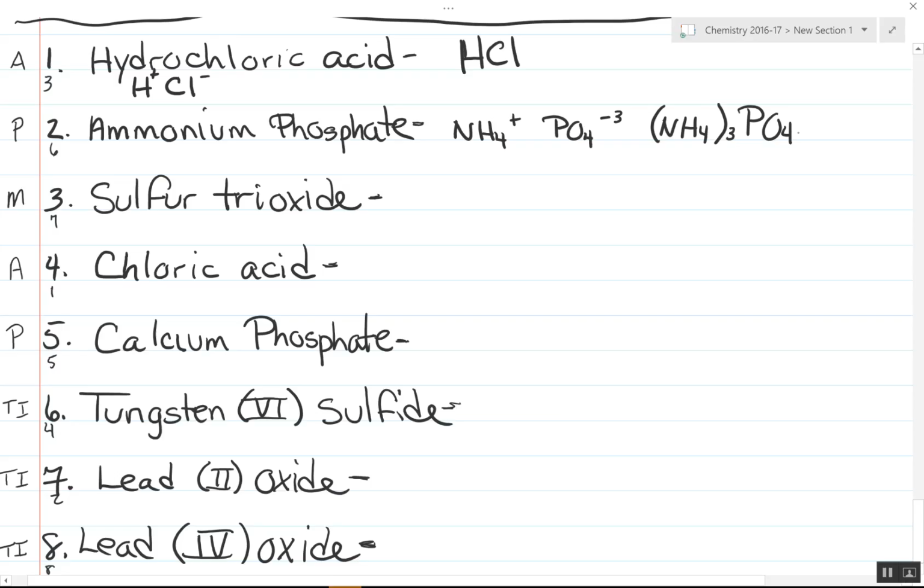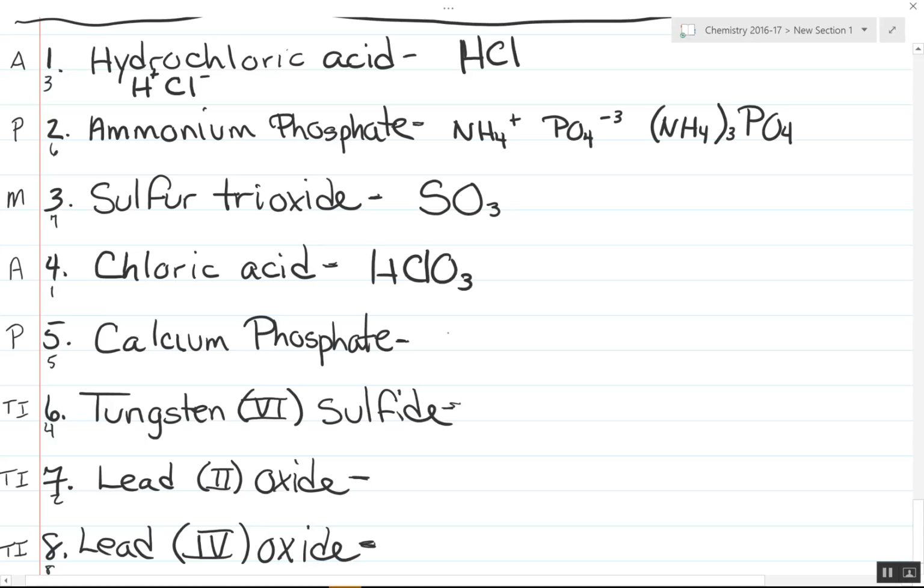Table 7. What'd you call it? What'd you say? Table 1, chloric acid. HClO3. Very good, because she knows if it's an acid without hydro in front of it, it's chloric, which means it's chlorate, and so she matched it up. Table 5, middle table, calcium phosphate.